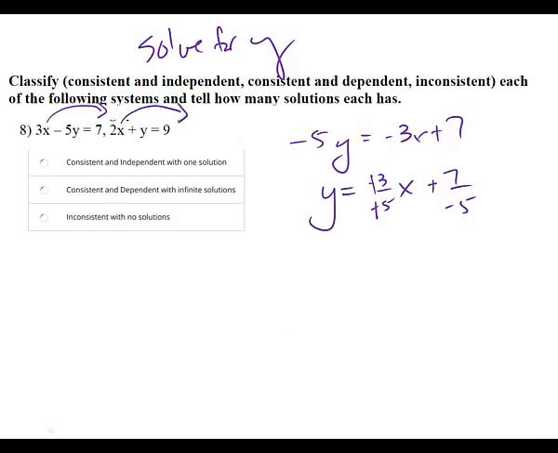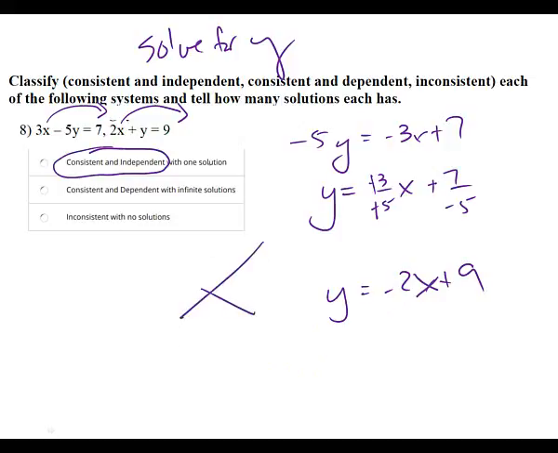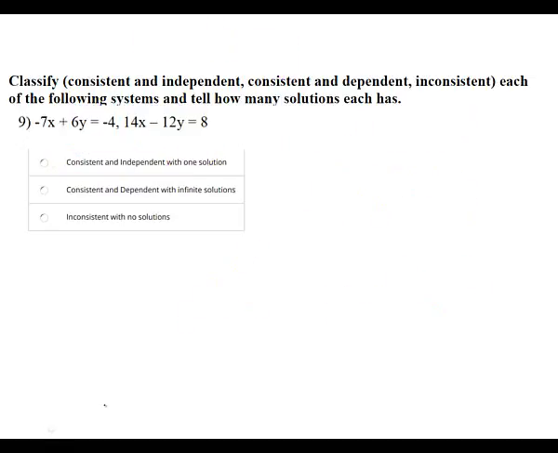I'm going to move this over. How do we move the 2x over? Subtract it. So now, are the slopes the same? No. Are the y-intercepts the same? No. So which one does this one have to be? It's consistent and independent, and when it's consistent and independent, remember it crosses, so it has exactly one solution. Because again, it might say consistent and independent, it might say one solution. So you have to understand both. There's a chart in your notes that you probably need to go study tonight.